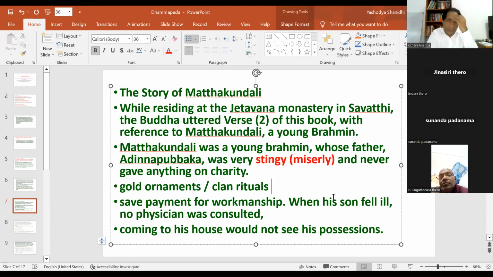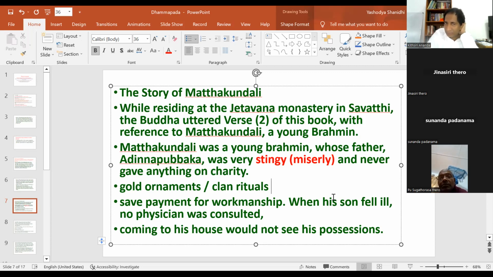He never gave anything in charity. He didn't have the spirit of sharing and caring. Though he had a lot of wealth, he wanted, customarily, to have an ornament for his child, but he didn't buy even that ornament.